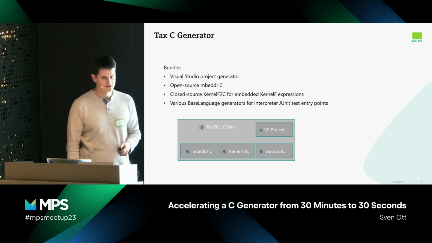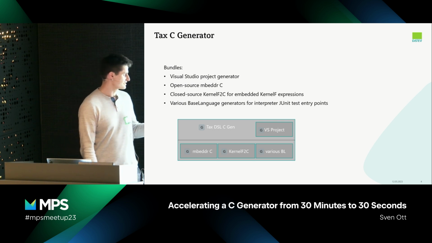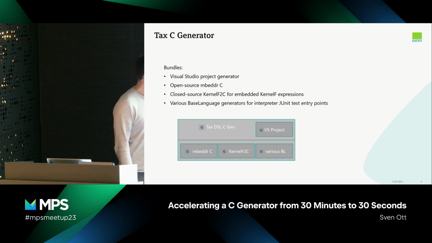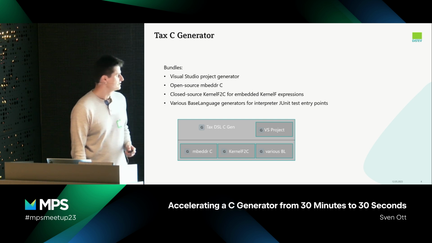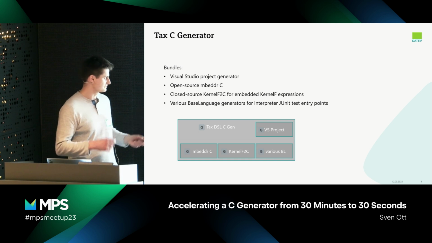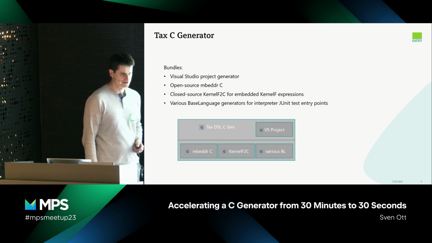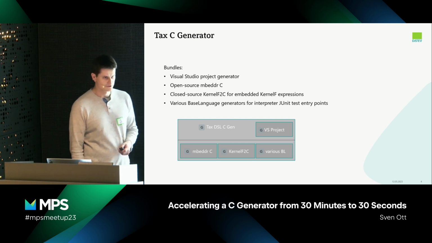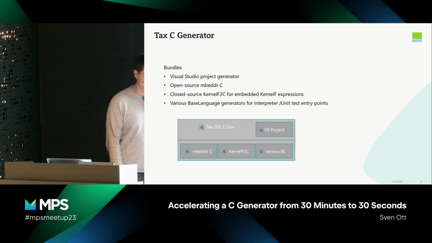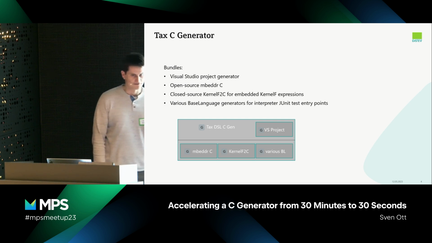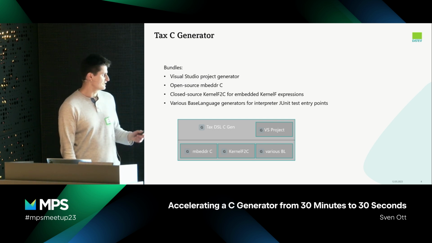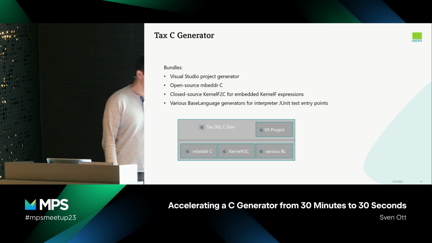Our DSL also embeds KernelF expressions. I hope you know KernelF. It's quite nice for fast prototyping because it's a rich expression language. We have a closed source KernelF2C library developed by itemis to transform KernelF expressions to mbeddr-C. And for the interpreter, tests and entry points in the pipeline, we also use various base language interpreters.